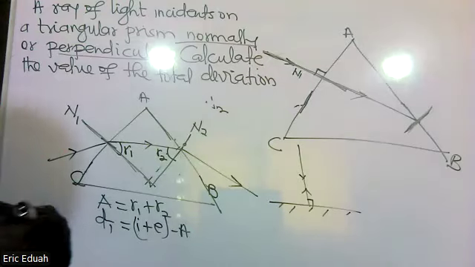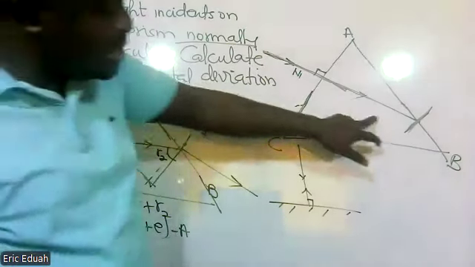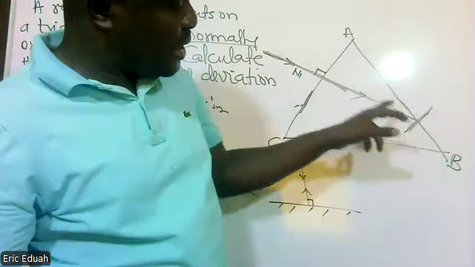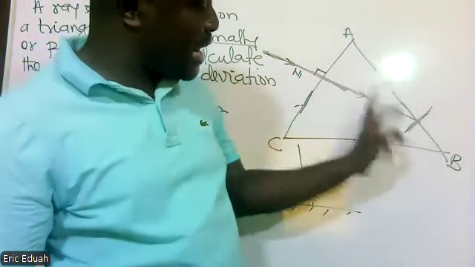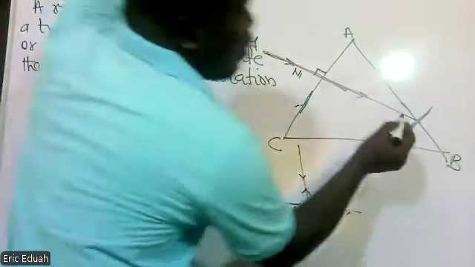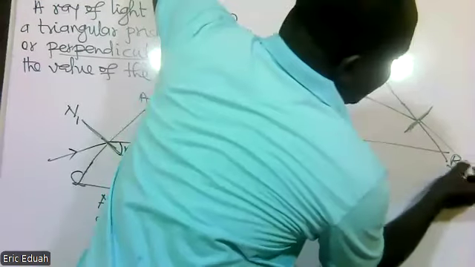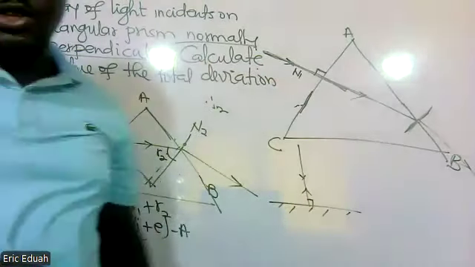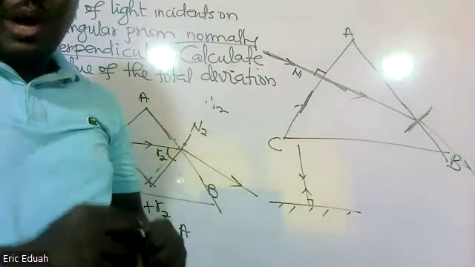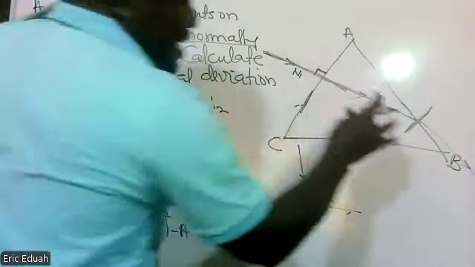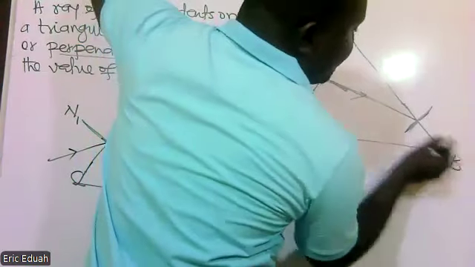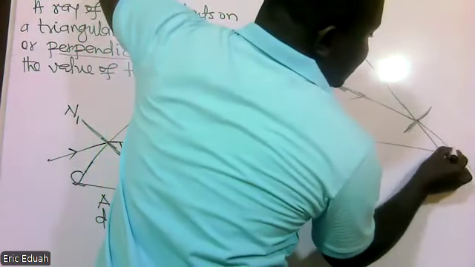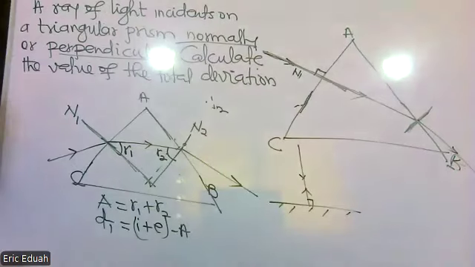Now, it will bend in such a way that, because it is emerging out of glass to air, it will bend away from the normal. So within the prism, it is undeviated. But when it is coming out of the prism, it will deviate. So if the question asks you to calculate the total deviation, this is how to go about it.